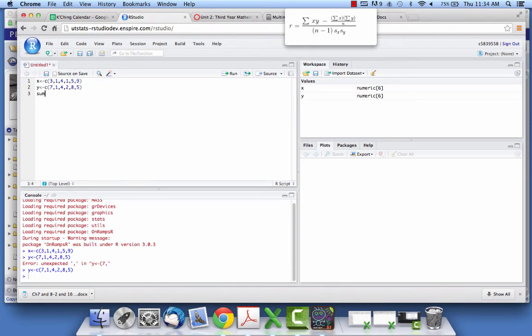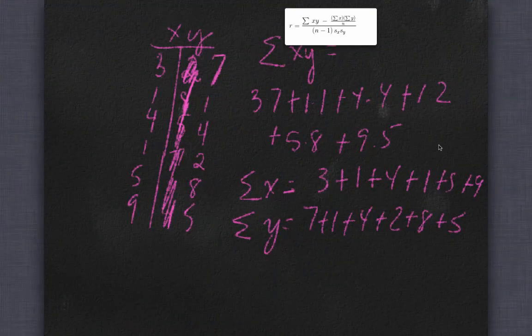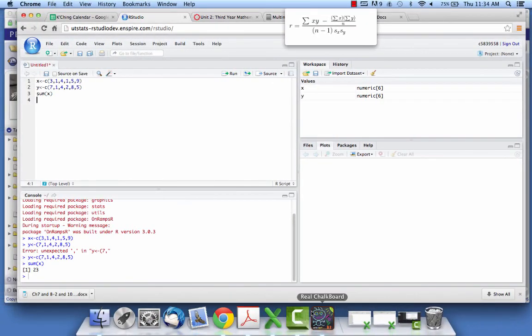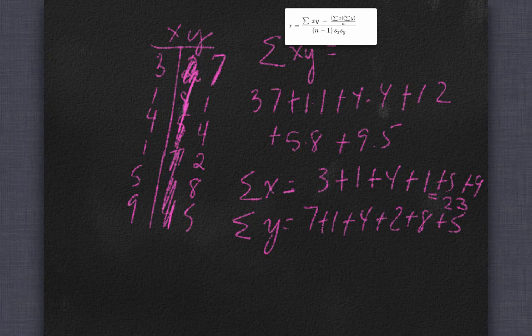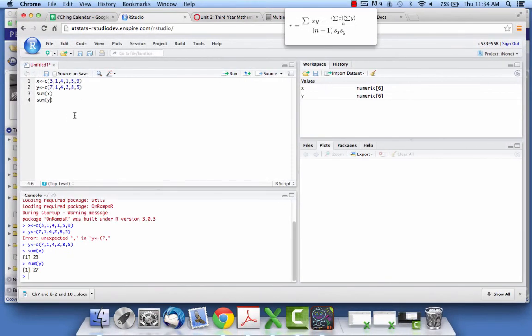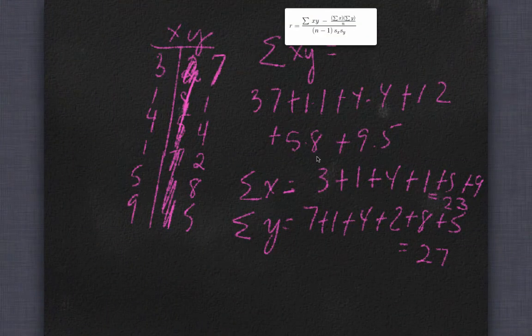So I can write sum x, and hit run instead of enter, and I get 23. So over here now I can just write equals 23. And then sum y, 27. So I can write equals 27. Sum x times y, sum would be better, there we go, is 125. So I can say this equals 125. So I've shown my work and I haven't risked messing up. So I've got sum xy, sum x, sum y.